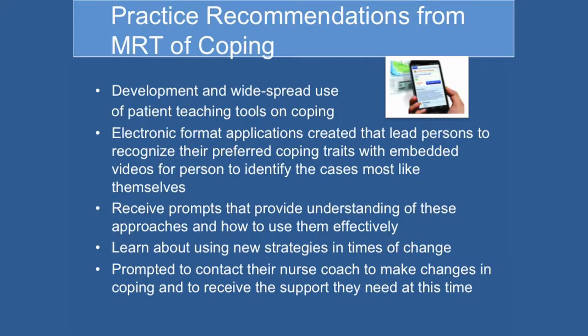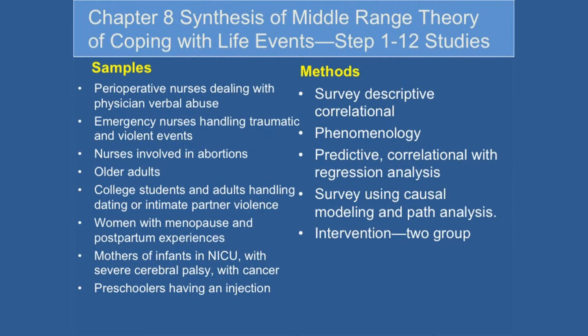So turning now to chapter 8, a synthesis of the middle range theory of coping with life events. Again, in step 1, we select the studies, and in this case, 12 were selected.